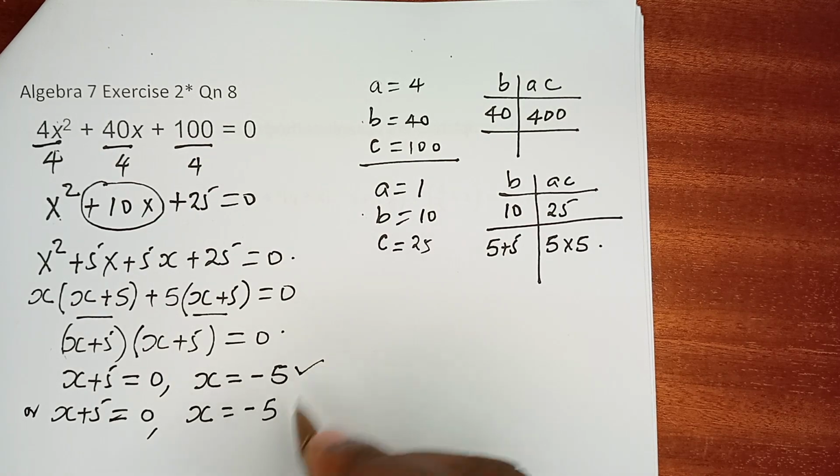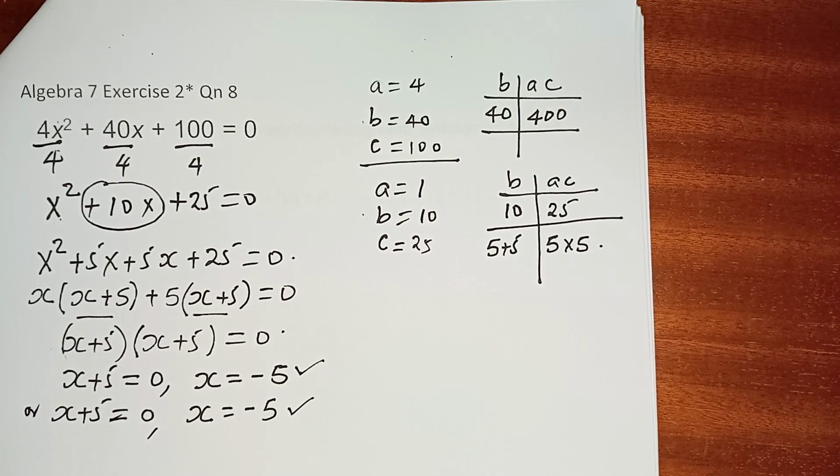So we have two possible values of x, minus 5 and minus 5, and this is what we call repeated roots.